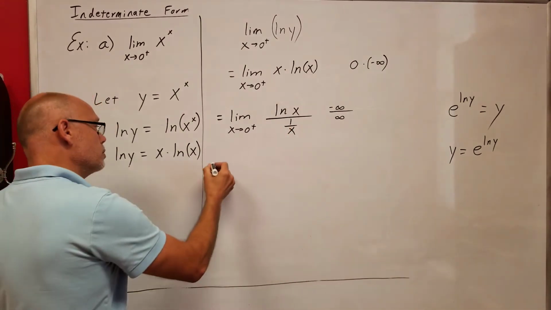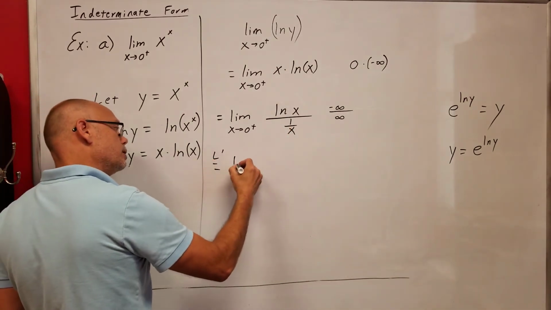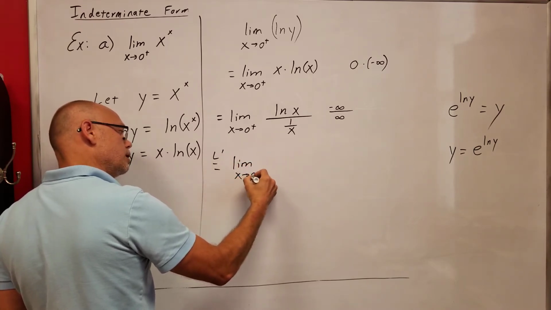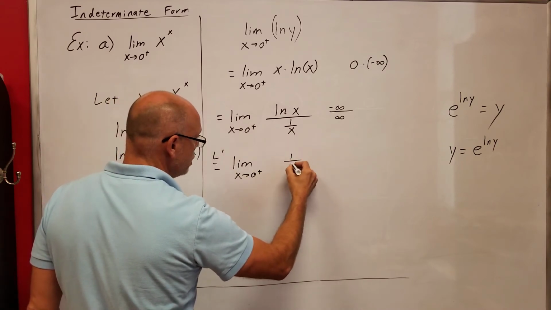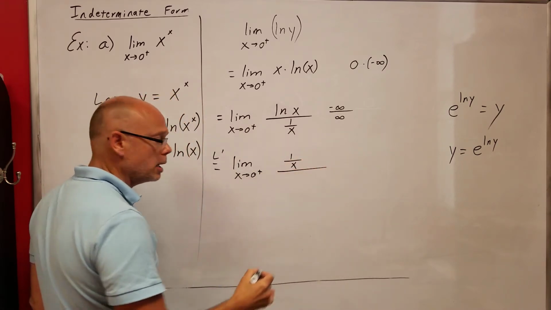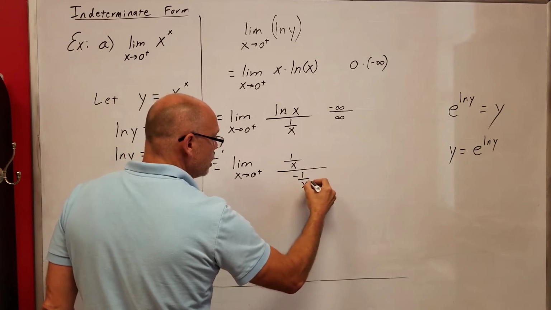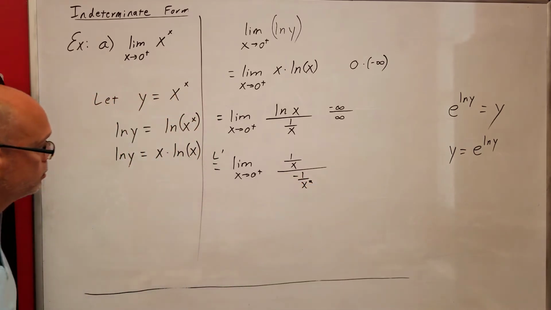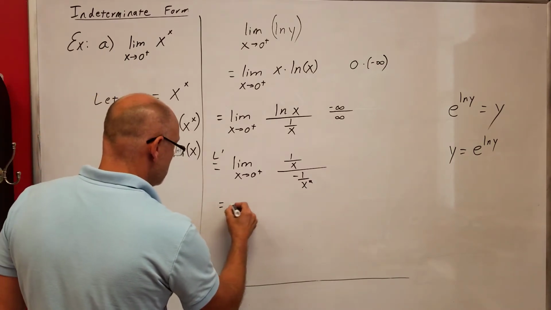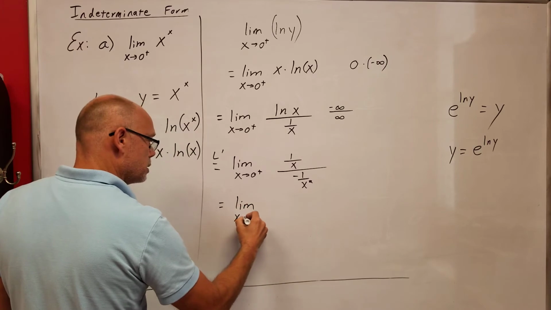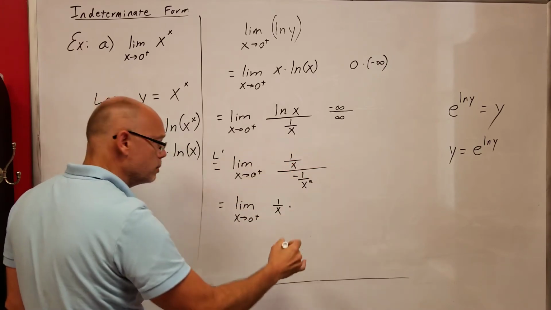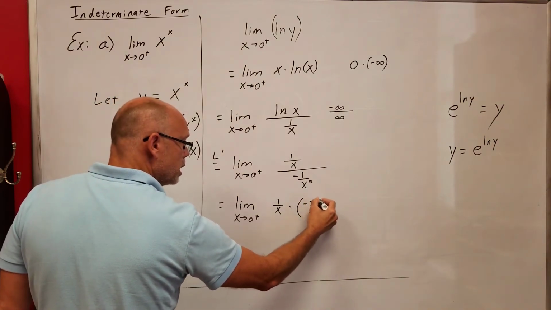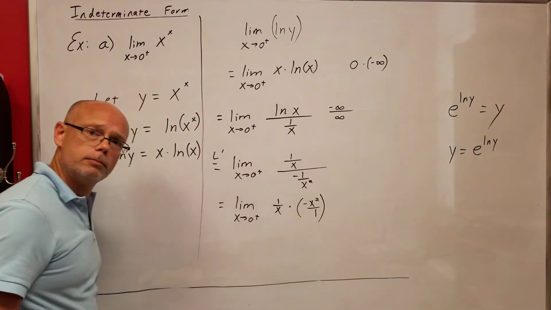I could use L'Hopital's rule. So I can say, all right, I'm going to use L'Hopital's rule. Limit as x approaches 0 from the right of, take the derivative of your numerator. That's just 1 over x, right? The derivative of your denominator is negative 1 over x squared. All right, let's try to simplify this. This is the limit as x approaches 0 from the right of 1 over x times the reciprocal of this one, so times negative x squared over 1.